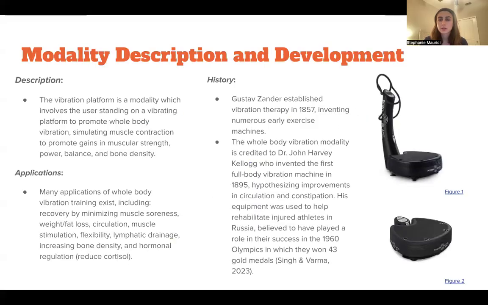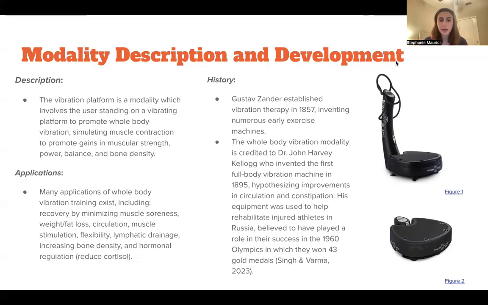Starting with a description and some of the history and development of this modality. So the vibration platform is a modality which involves the user standing on a vibrating platform, and that promotes whole body vibration, which stimulates muscle contraction, and is said to promote gains in muscular strength, power, balance, and bone density, to name a few of the proposed benefits.